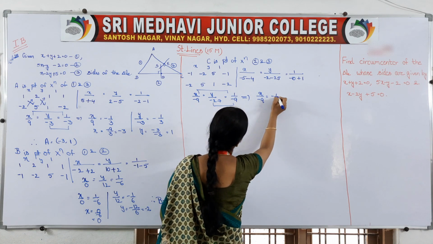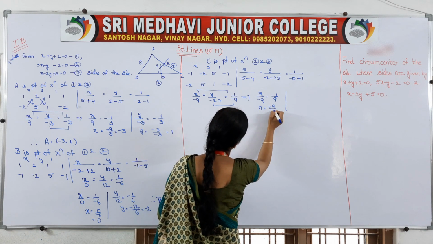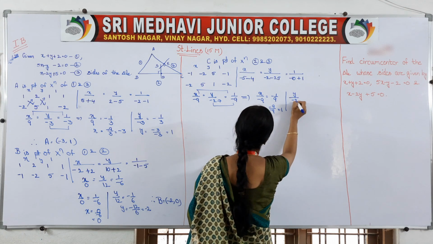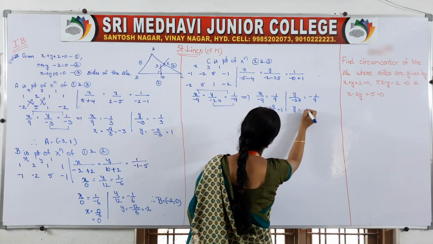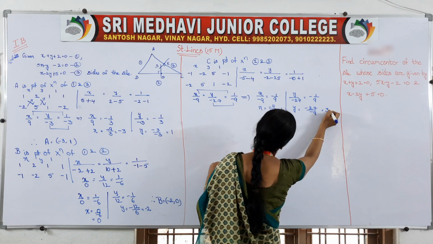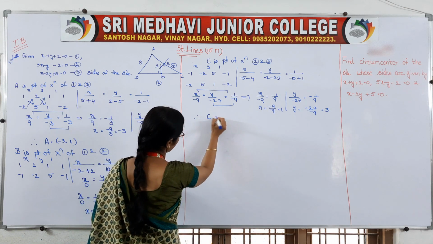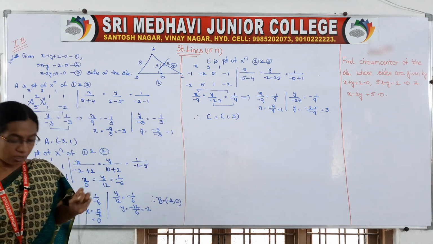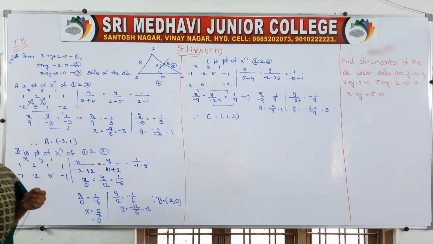Is equal to minus 1 by 9. So x is equal to minus 9 by minus 9, which is 1. So y by minus 27 is equal to minus 1 by 9. Y is equal to minus 27 by minus 9, which is 3. So therefore your C is equal to (1, 3). Okay, so you have got all the points A, B, C.